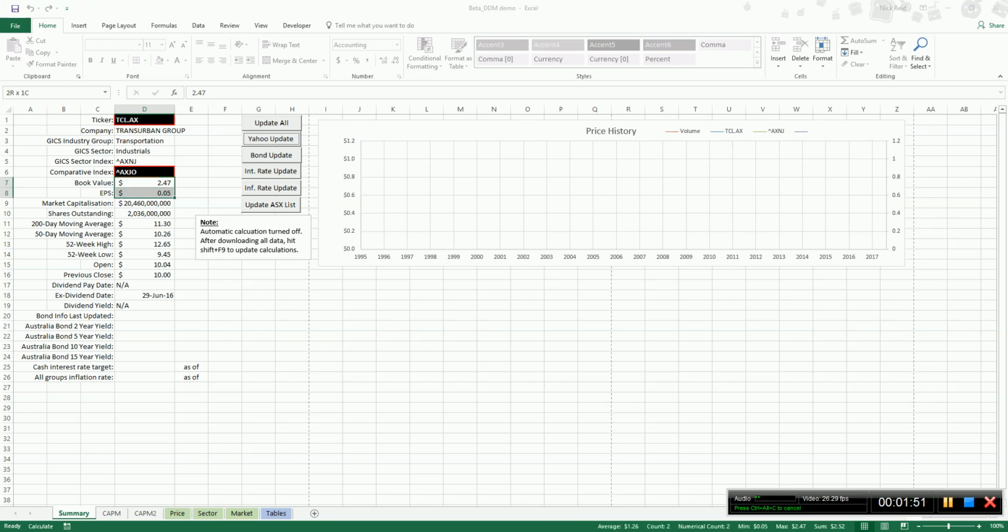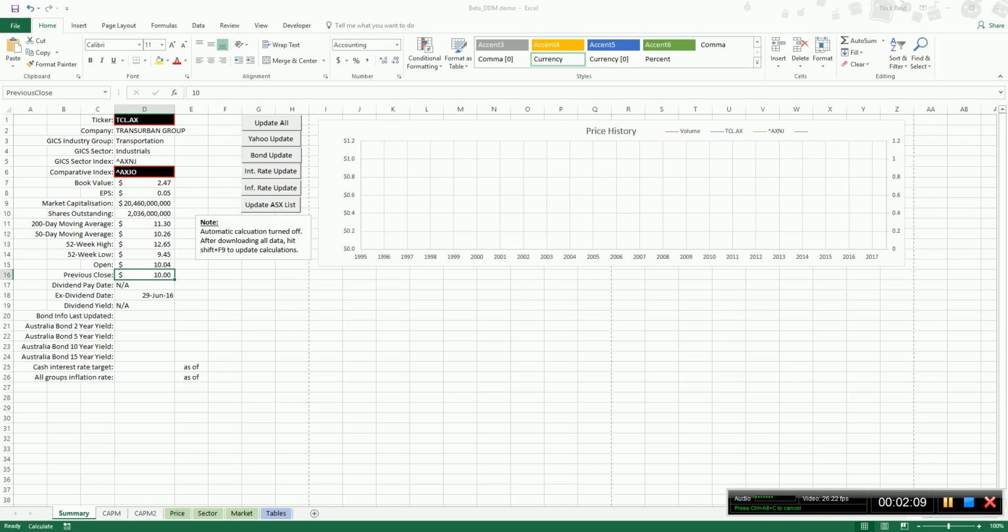Okay, so yeah, you might find these useful. This one in particular, previous close. So we'll use that when we've come up with a value, an intrinsic value for the stock. We'll compare it with this and see whether it's worth buying.